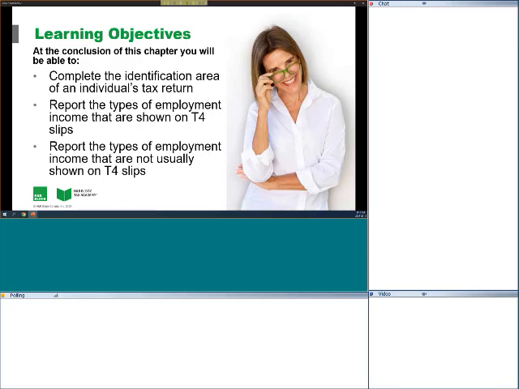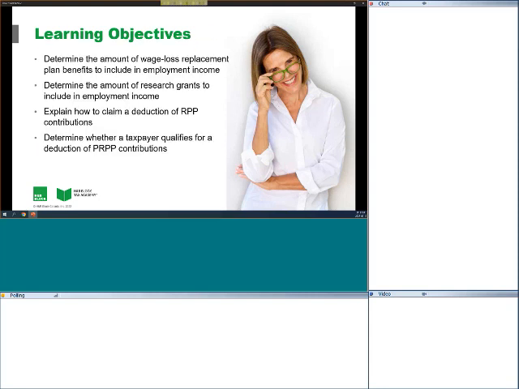Okay. At the end of this, you're going to know how to complete. When I say complete, of course, we're going to go back and fill in lots of details on lots of different lines, but you'll be able to get all the way to the part of the return where you can get a taxable income figure. And we're going to talk about some of the types of employment income that don't show up on tax slips and how to put that income onto a tax return.